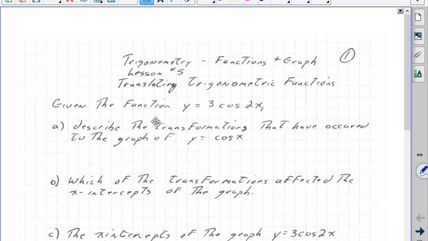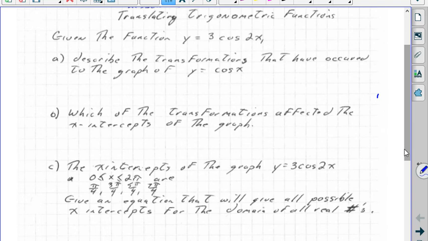All right, we're going to look at translating the graph of sine and cosine. Yesterday we talked about stretching horizontally or stretching vertically. Today we're going to look at translating, moving. So here we have something from yesterday.